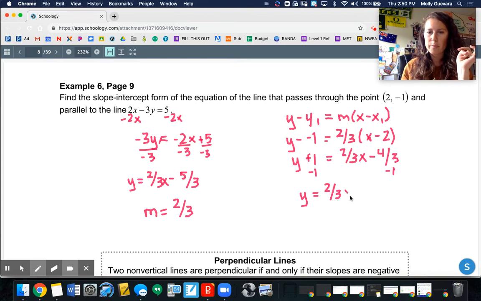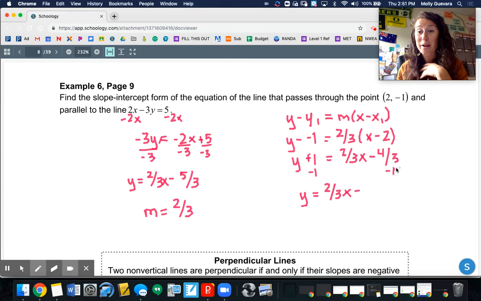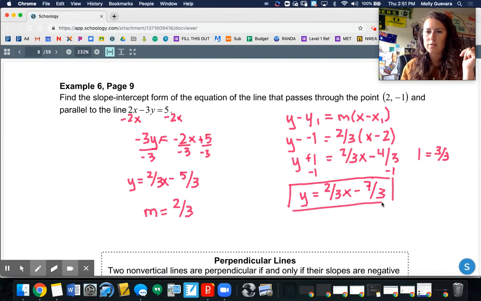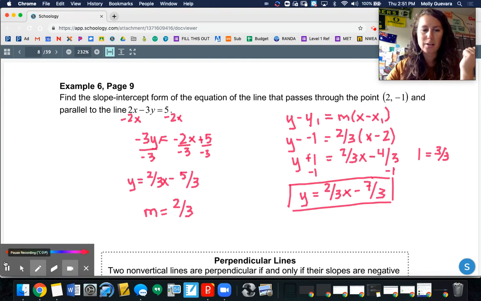Now we have to think about this for a second, we're going to do some mental math. 1 is equal to the same thing as 3/3. And I picked 3 because that's the denominator here. So I have -4/3 minus 3/3, which gives me -7/3. And that is the equation of the line that is parallel to 2x minus 3y equals 5 and goes through the point (2, -1). Hopefully we're all good. We can move on to perpendicular lines.